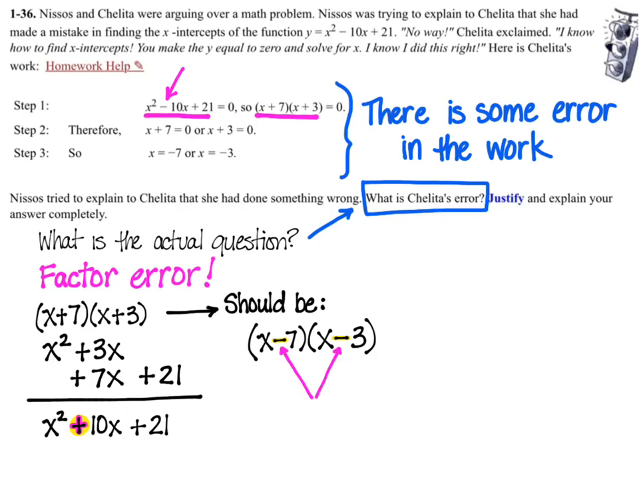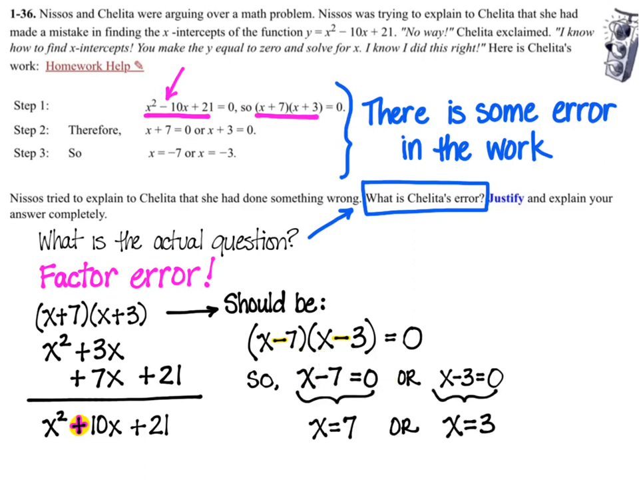Now, if we notice this with those negatives, and we're setting it equal to 0, like it was in the original problem, the zero product rule says that each of these factors must equal 0: x minus 7 must equal 0, or x minus 3 must equal 0. Solving, we get x equals 7 or x equals 3.